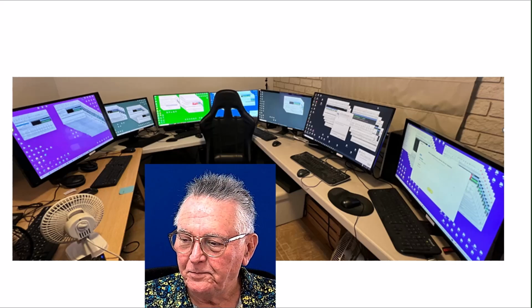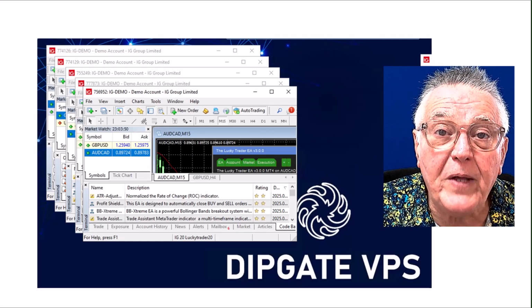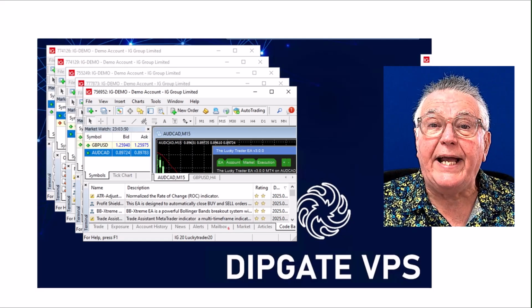Okay, so I've got 3 trading rooms. This one that you see on the screen is what I call my dungeon. That's where I house about 8 to 9 computers, and they are continuously just trading on an ongoing set and forget basis.